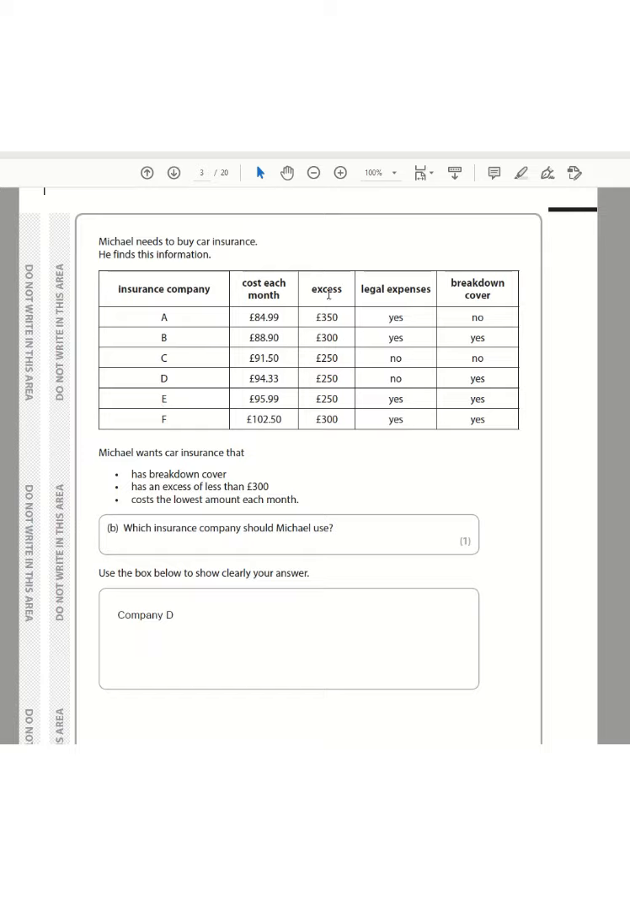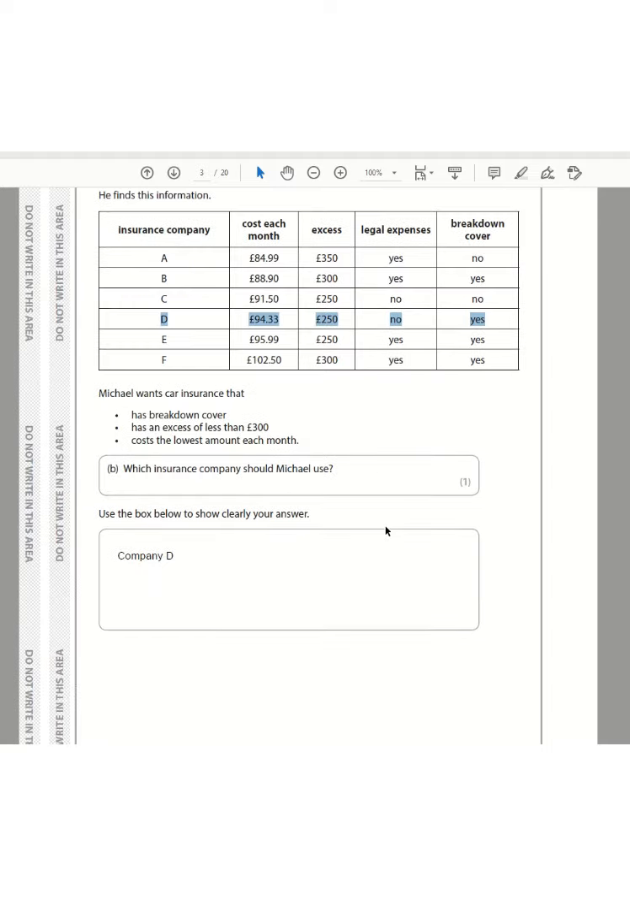The table shows insurance company, costs each month, excess, legal expenses, breakdown. Michael wants car insurance with breakdown cover, an excess less than 300, and the lowest cost each month. What insurance company should Michael use? So you're going to go down, look at the prices, then go across to the excess. We're not interested in legal expenses, we're only interested in breakdown cover. So we can look down and this is going to be our answer: insurance company D, £94.33, excess is 250, which is below 300. It's the lowest monthly premium and it has breakdown cover included. Again, have a read through, press pause, and digest.